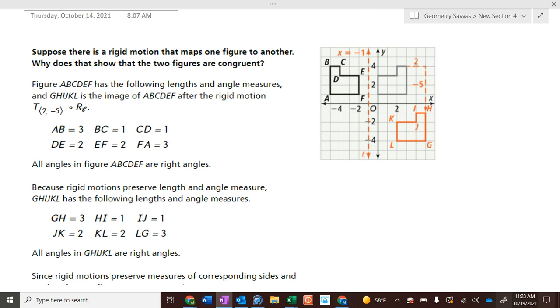Now, when you map figures to another, you look at their size, you look at their angles. What do we notice about every angle of each of these figures? They're all 90 degrees. So the angles are congruent. If we look at BC, that's 1, IH is 1. CD is 1, IJ is 1. DE is 2, JK is 2. EF is 2, KL is 2. FA is 3, LG is 3, AB is 3, GH is 3. Are these congruent? Yes, because every corresponding side and corresponding angle are congruent.